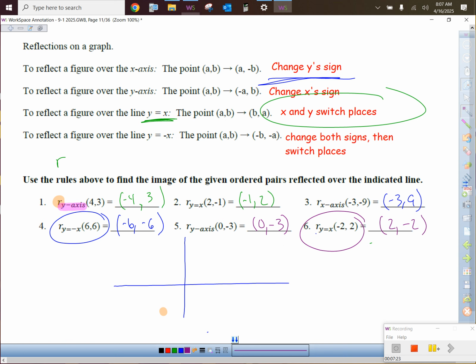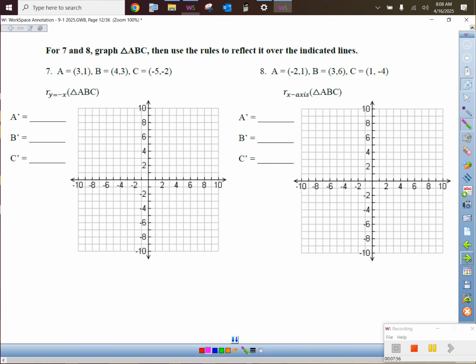It didn't go anywhere because isn't 0, -3 like right here? It's on the line that we're trying to reflect over, right? It's on the y-axis. So if you're on a line that we're trying to reflect over, you're going to move nowhere. Shouldn't you reflect to yourself in that case? Sound all right? So nice. That's reflections. Now let's do this.